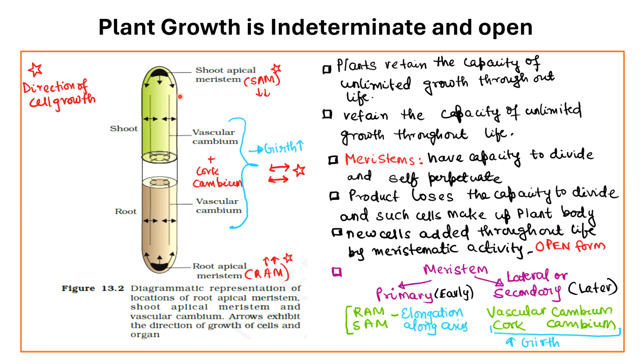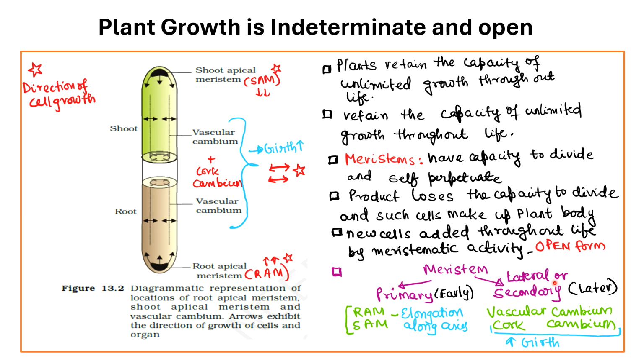Okay, now these RAM and SAM, essentially what are they doing? They are adding new cells along the vertical axis, so they are responsible for the elongation along the axis, right?